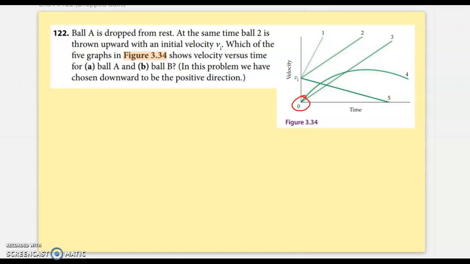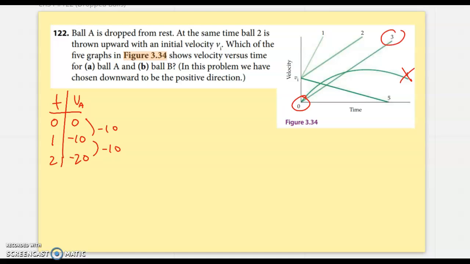Now, the velocity changes linearly. We know that if we're going to drop ball A, at time equals 0, it's not going anywhere. But at time equals 1, it's going negative 10, and at time equals 2, it's going negative 20. Use negative 9.8 if you want. But the steps between these are always the same, little g's. And so my point is, this number 4 that curves is not going to be it. That's saying that you're adding different amounts each time. But you're not. You're adding the same amount each time. So 3 is the one that works for ball A.